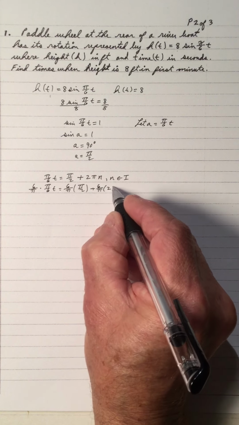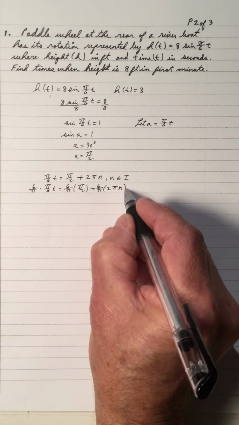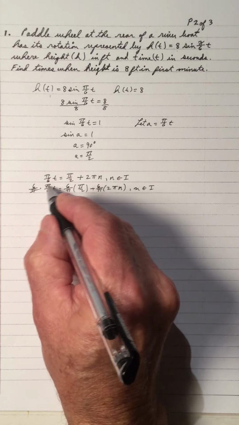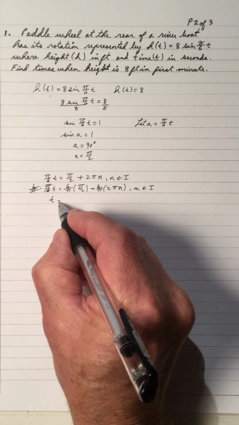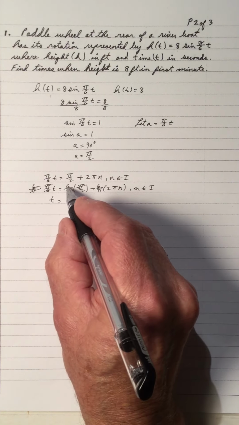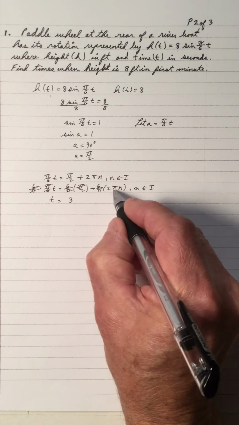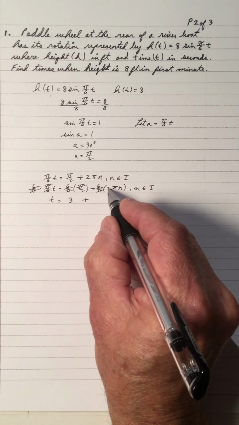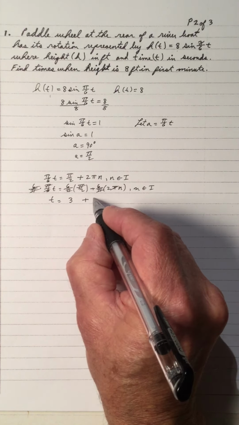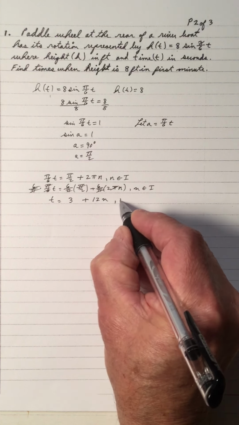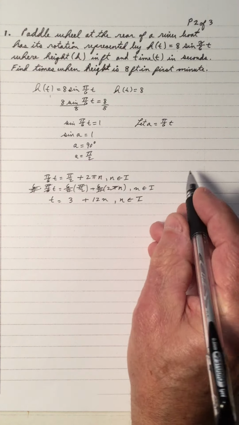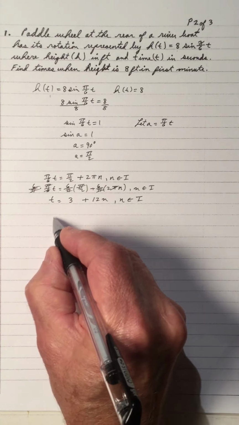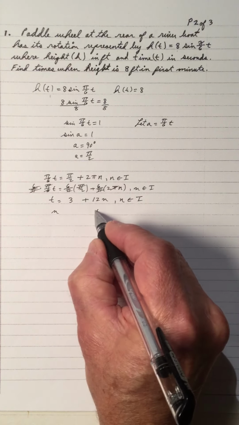Let's see what happens. Where n belongs to the integers, the pi's cancel out, 6 cancels out, so I get 1t. Right here, the pi's cancel out, and 6 divided by 2 is 3. Right here, the pi's cancel out, and I get a positive 2 times 6, or 12, so it's 12n, where n belongs to the integers.